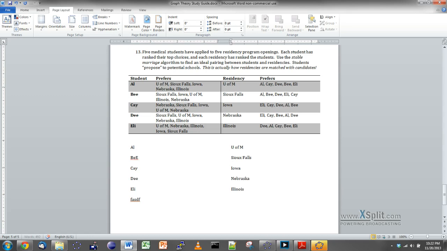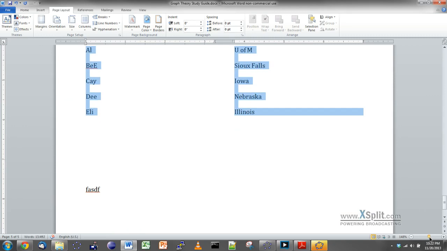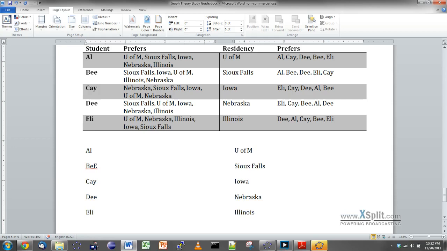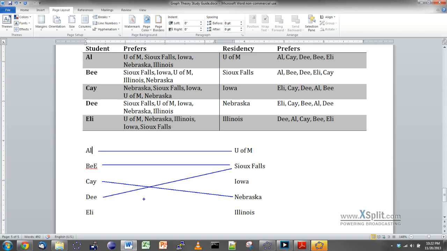So the way the residency program works, it's the students that are actually favored in the residency program. They're the ones that technically, quote unquote, propose to their potential programs. So we're going to have all of our students propose first. I'm going to represent that by taking Al. Al is going to propose to U of M. B is going to propose to Sioux Falls. K is going to propose to Nebraska. D is going to propose to Sioux Falls as well. And Eli is going to propose to the U of M. All right, so we have a couple of double proposals here.